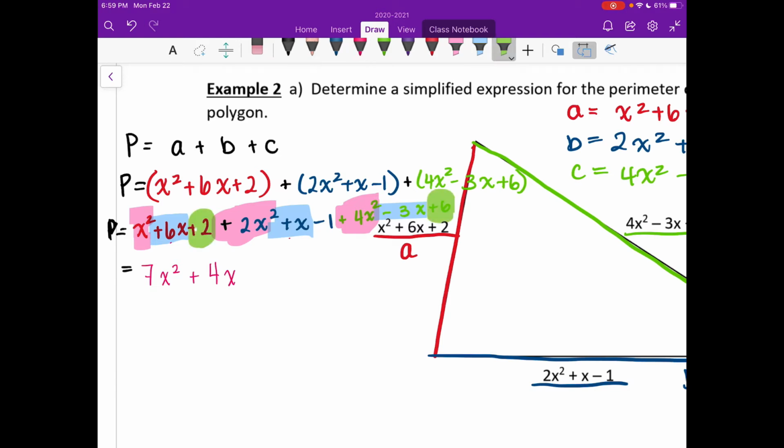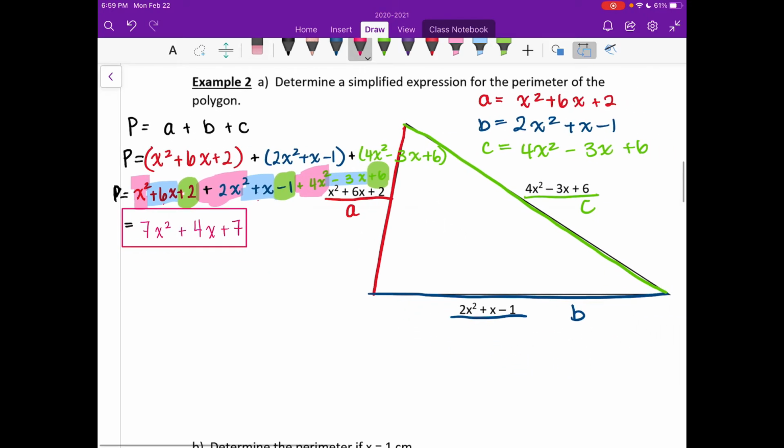We have positive 2 plus positive 6 minus 1, right? So positive 2 minus 1 is just going to be 1 plus 6 is going to be 7. Okay, and again, this is what I'm saying is that form really matters because it's really easy to miss stuff this way. Okay, and that's going to be our simplified expression for perimeter.